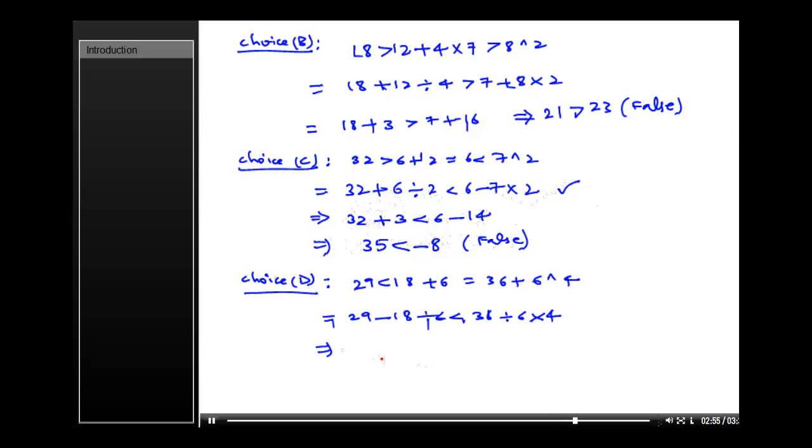In choice D also, on changing the symbols, we get this expression. 29 minus, on applying the BODMAS rule, 18 divided by 6 will be 3, less than 36 divided by 6 will be 6 into 4. That implies 29 minus 3 is 26, less than 6 fours is 24. Clearly this is a false statement. Hence the true statement among the given choices is choice A.